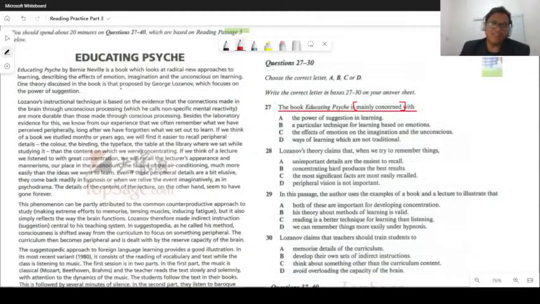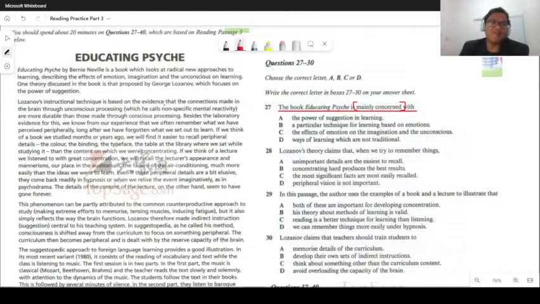One theory discussed in the book that is proposed by George Lozanos, which focuses on the power of suggestion. Okay, done. Don't read further than that. After that, take a look at some of the options first. Now, if you are used to this method, you can immediately jump to the answer options and then go to the reading passage. But if you're not, I highly recommend you to read the paragraph first.